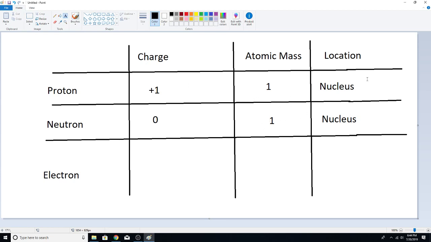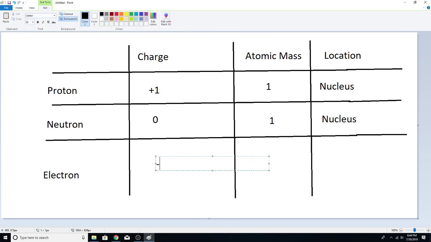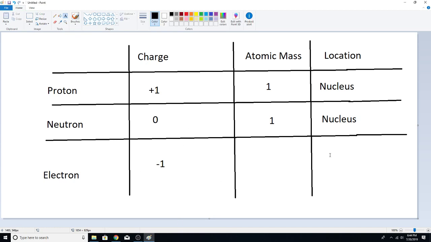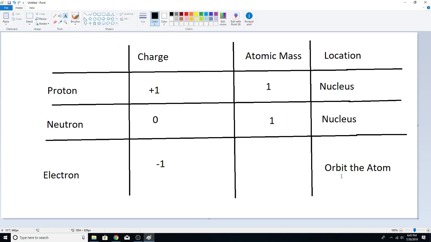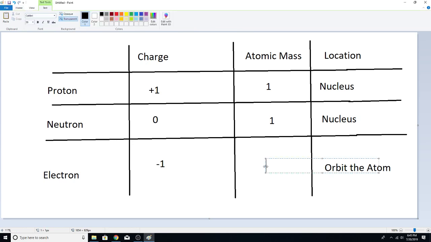So remember that to find the total mass of an atom, you have to add the number of protons and the number of neutrons to get the atomic mass. However, with electrons, the charge is -1. We know the electrons orbit the atom. If you think about the solar system again, the planets orbit the sun, don't they? Like the electrons, they orbit the nucleus. And remember, the nucleus is like the sun, and all the protons and neutrons are the components of the sun. So what we have to remember is that the electron does have a mass.